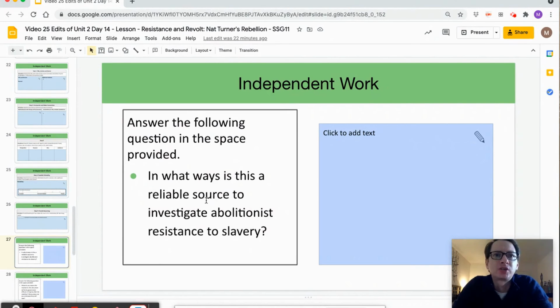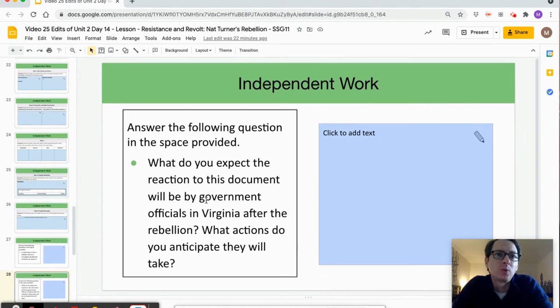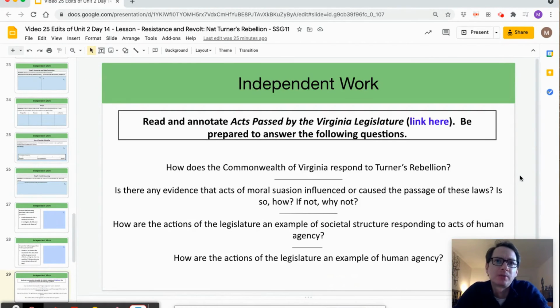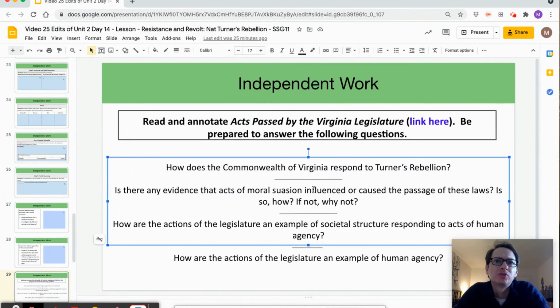The first is asking you to apply the reliability assessment you just completed, and this one is designed to get you to start thinking about or even predicting how the government of Virginia, the state where Nat Turner's rebellion took place, will react. You'll then look at the second primary source, which is the acts passed by the Virginia legislature. And before reading and annotating it, keep these questions in mind, and you may want to use them as a guide for your annotations.